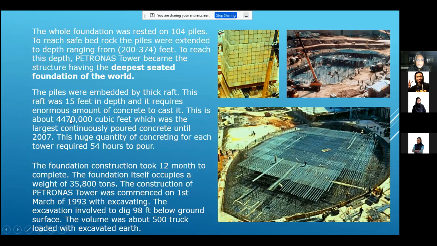Yeah, 470,000. It's not 4,000. Sorry, it is 470,000, which is the largest quantity poured during 2007. Again, 52 hours. So basically, the foundation took 12 months to complete, one year for the foundation alone. This amount of work is enormous. About 12 months to complete.